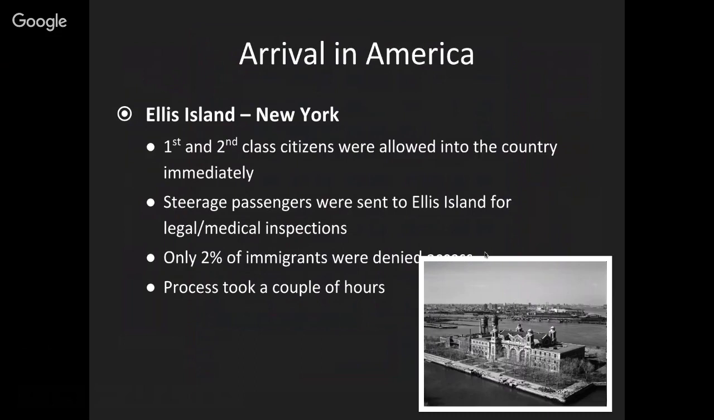But Ellis Island, the process took a couple hours, and then you were cleared if you cleared your medical inspection, you entered the country.